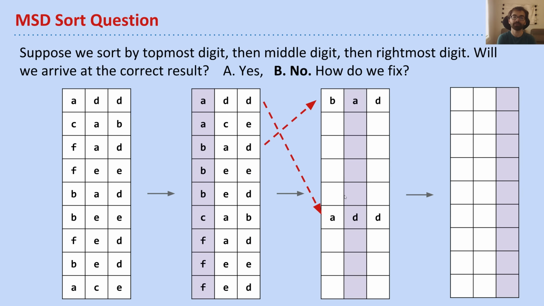So how do we fix that? Try and think about that. So LSD sort done in reverse doesn't work. So you need to figure out a way to fix it. And so my hint is to note that here are my A's, here are my B's, here's C, and here are my F's. Make it work.